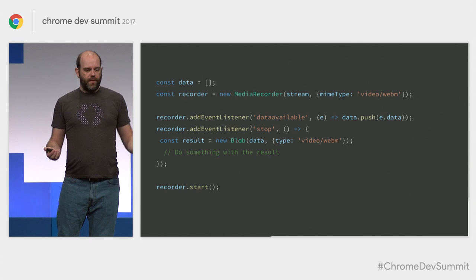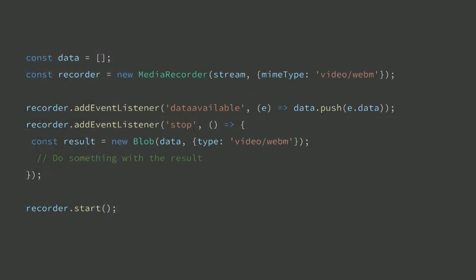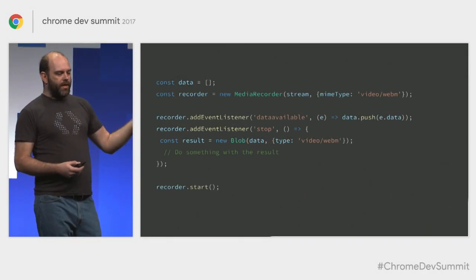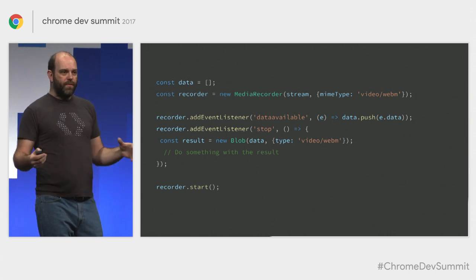Similarly, for audio and video, there's the MediaRecorder API. Again, you take a getUserMedia stream, you pass it in, and you say what MIME type of output you want. Then you get a dataavailable event every time the recorder has buffered up enough data to give to you. And at the end, you can reassemble this all into a blob for either the video or audio file that you were creating.